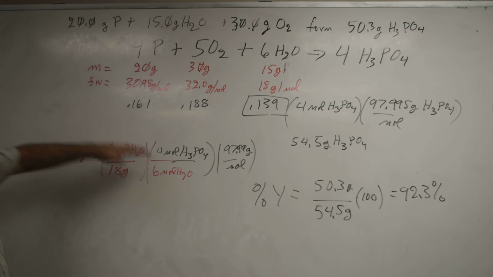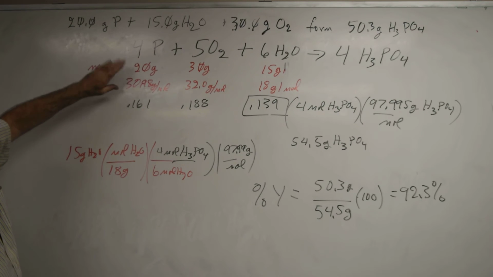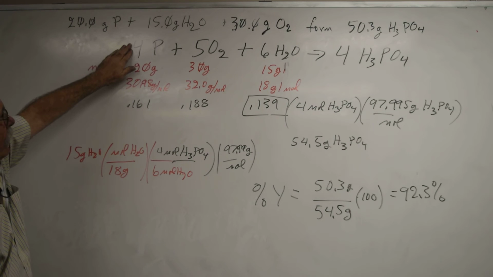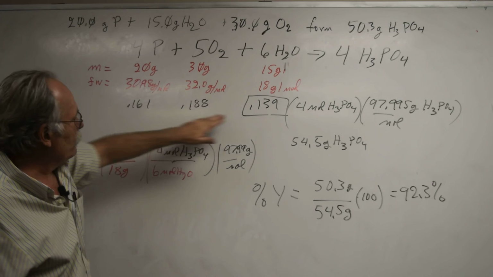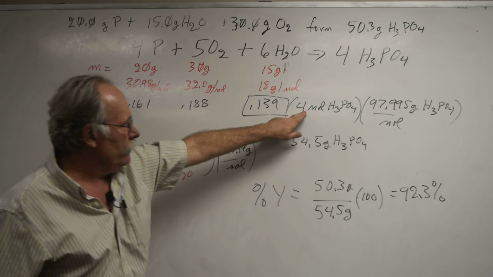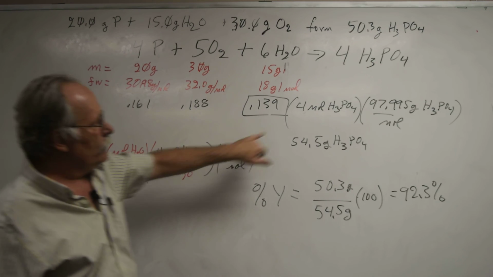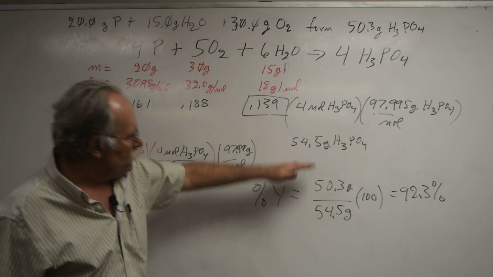So you didn't have to repeat this. If you take the mass of this, divide by the formula weight, that tells you the moles. Divide by the coefficient, and do that for each species. Then when you have the smallest number, multiply by the coefficient of the thing you want. And if you ask for mass, multiply by the formula weight of the thing you want. And then you can solve this problem.